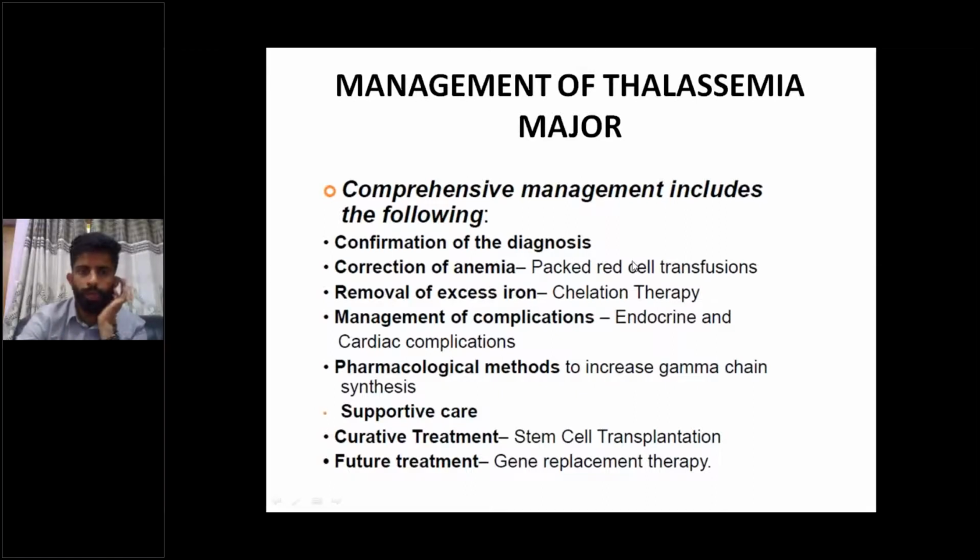Comprehensive management includes the following. First one is confirmation of the diagnosis. We have confirmed that in the previous slides. The next one is correction of anemia, packed red cell transfusions. The next one is removal of excess iron in the form of chelation therapy, management of complications through endocrine and cardiac complications, pharmacological methods to increase gamma chain synthesis. So increasing the production of fetal hemoglobin, HbF, supportive care and curative treatment, which is stem cell transplantation. Future treatment that is being researched right now is gene replacement therapy.